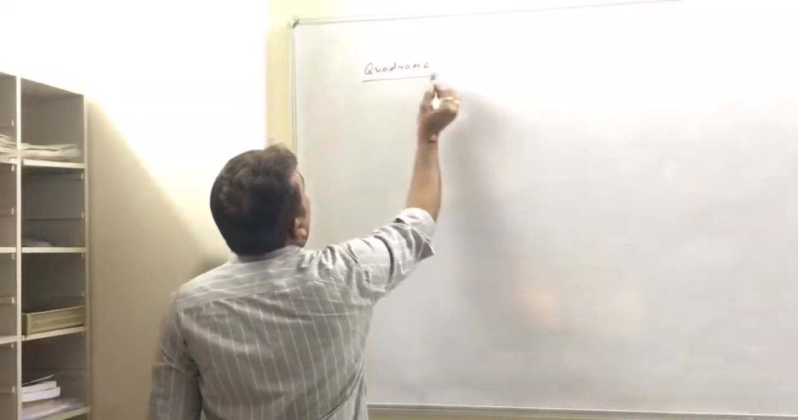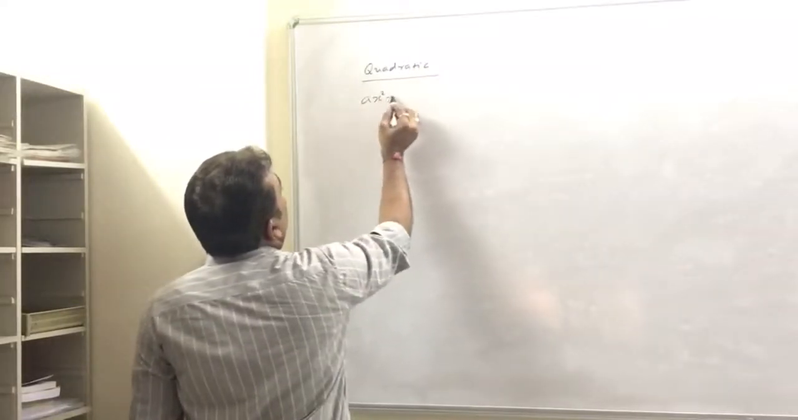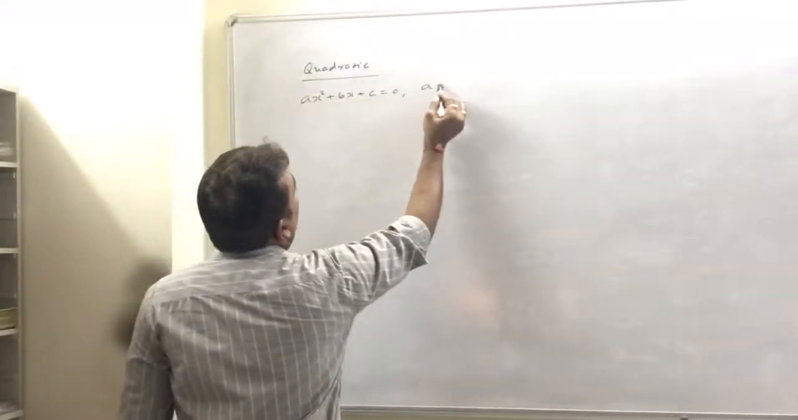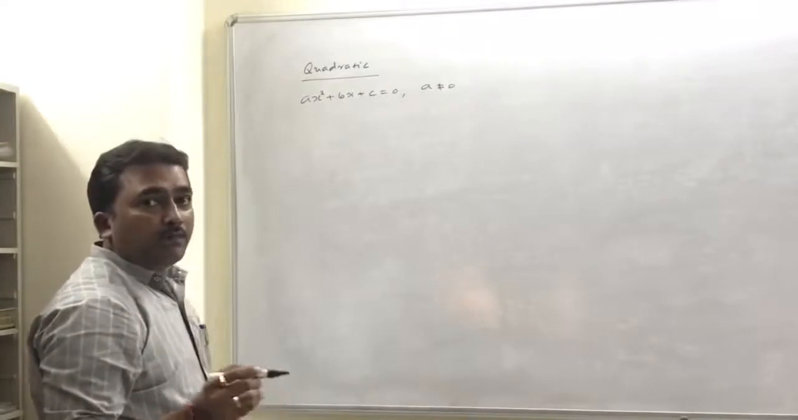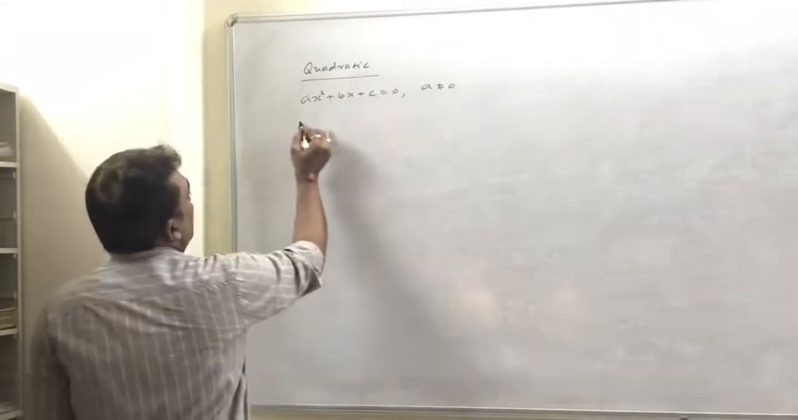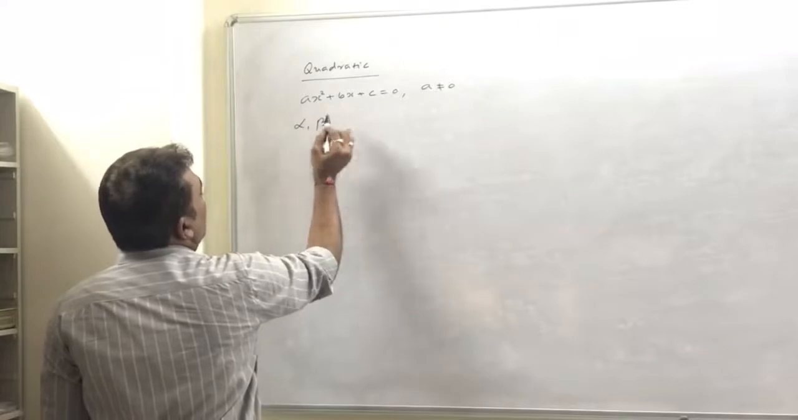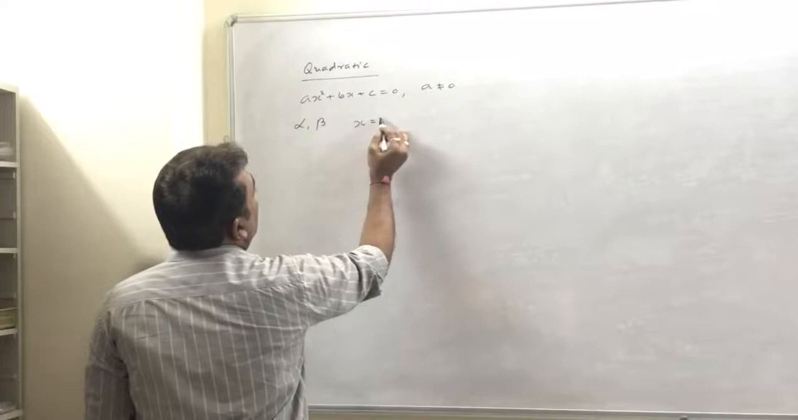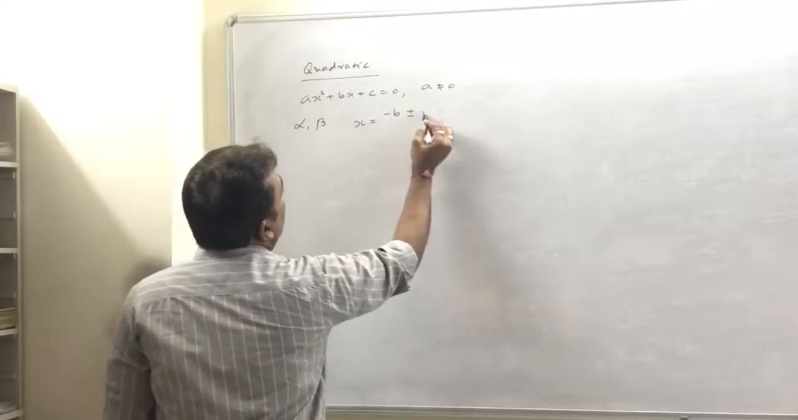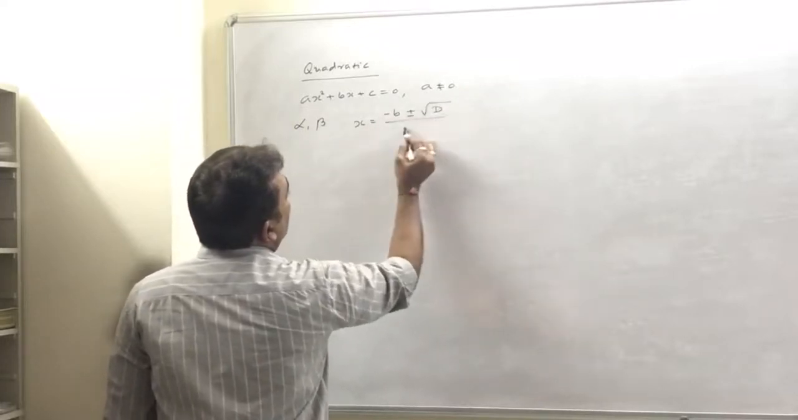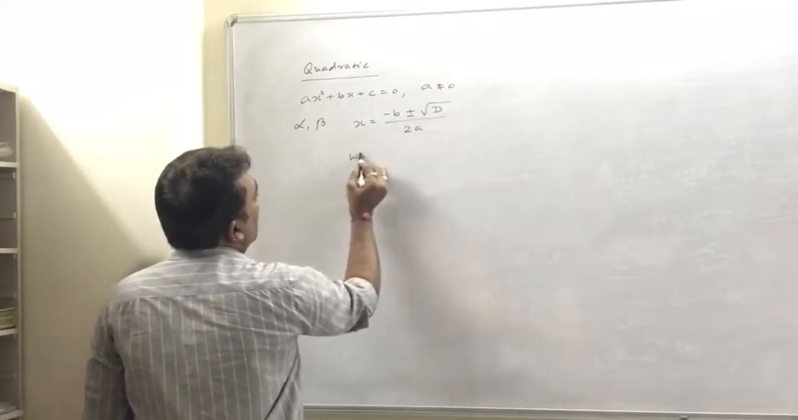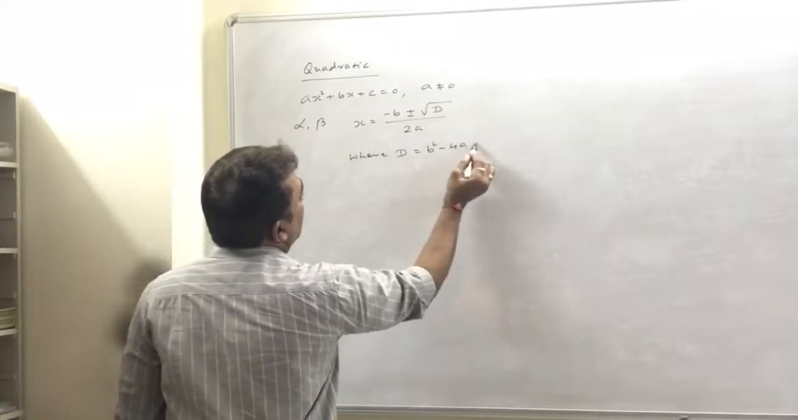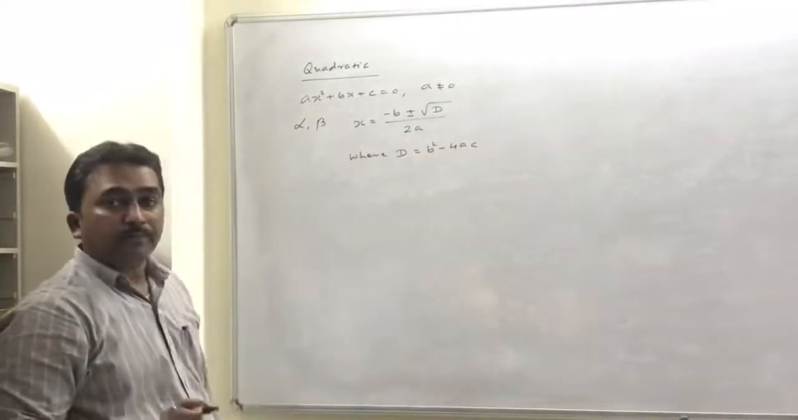Now in quadratic equation ax square plus bx plus c equal to 0, a not equal to 0, and if we want to find out the roots of this equation, you know that generally we denote these roots as alpha beta, and the roots are minus b plus minus under root delta upon 2a, where discriminant is b square minus 4ac, that you know, right?